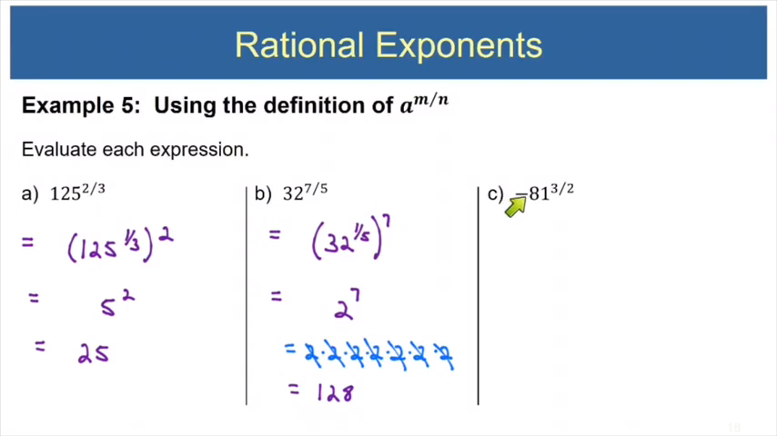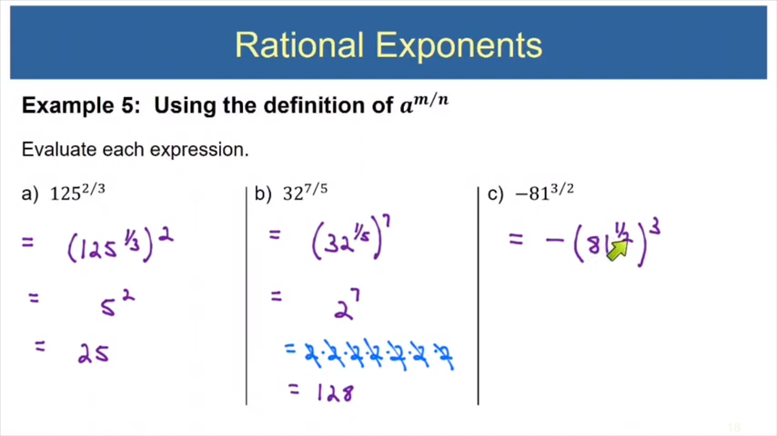Now for part C, we have negative 81 to the 3/2 power. And remember, there are no parentheses here, so this negative is not being affected by the exponent. It's just going to sit in front of the number. Okay, so first, let's separate this into two pieces. Here I have the negative outside the parentheses, and I have 81 to the 1/2 power, and then I'm going to raise that to the 3rd power. And again, the reason the negative is out here instead of in here is because the original problem did not have parentheses. So let's go ahead and evaluate 81 to the 1/2 power.